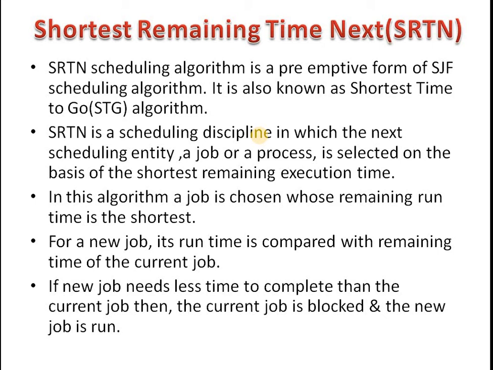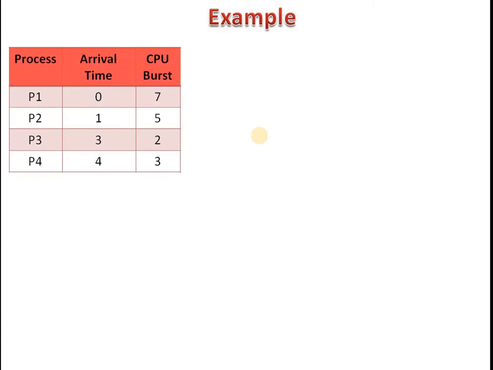Anytime a new process enters the pool of processes to be scheduled, the scheduler compares the expected value for its remaining processing time with that of the process currently scheduled. If the new process time is less, the currently scheduled process is preempted, meaning it will be sent back to the ready queue. We will take one example of SRTN. It is the example. There are 4 processes, that is P1, P2, P3 and P4.